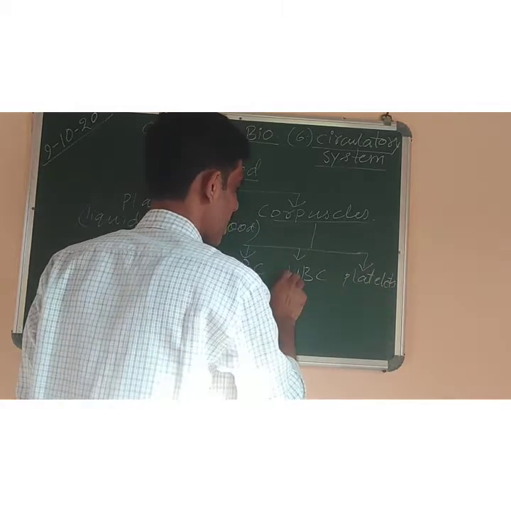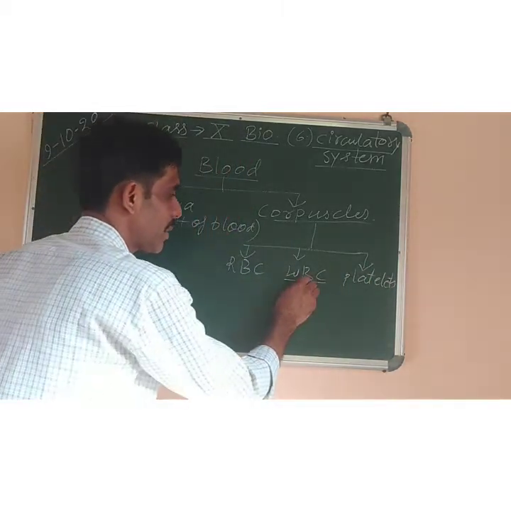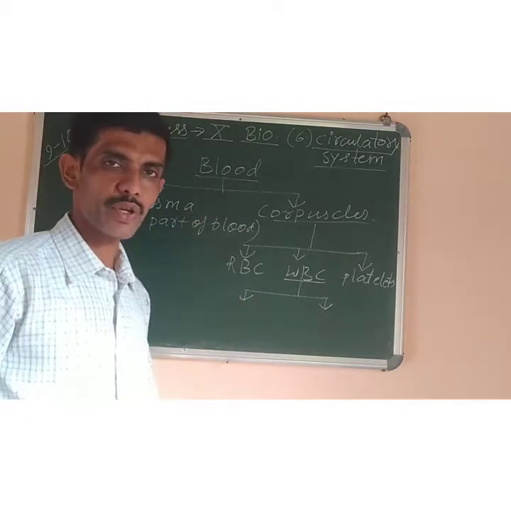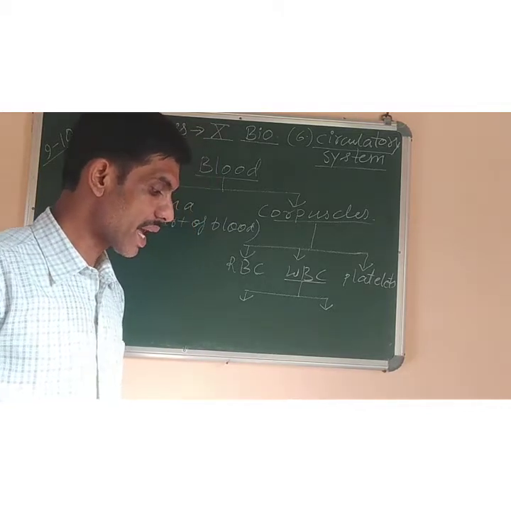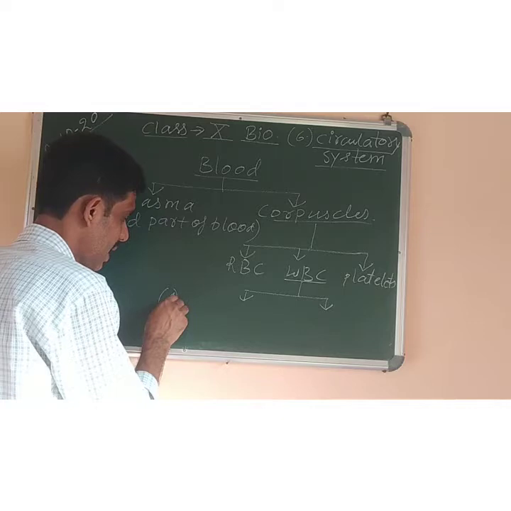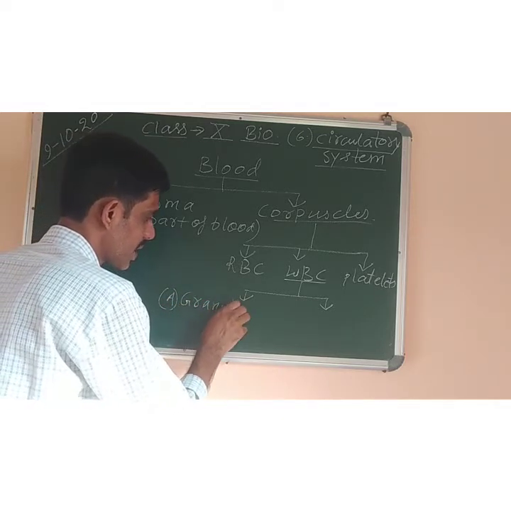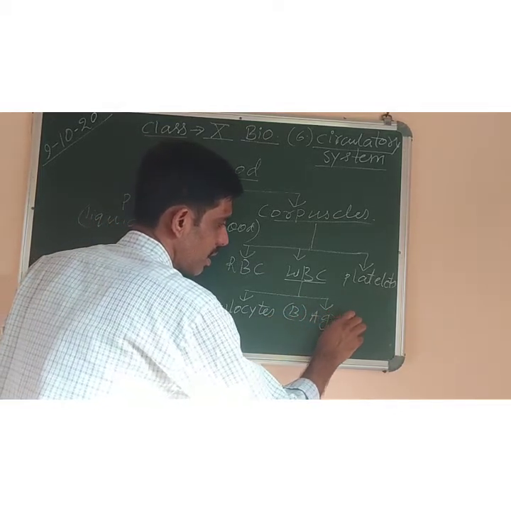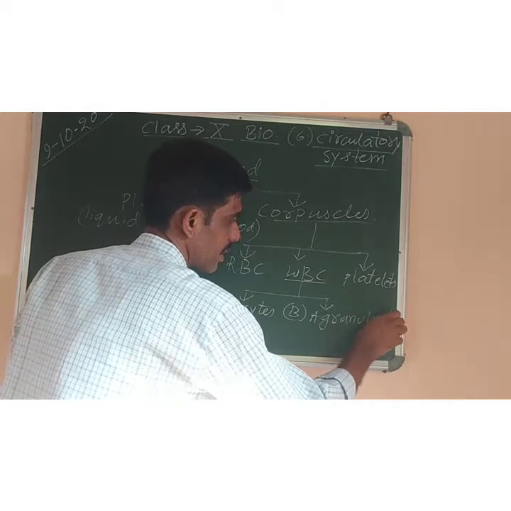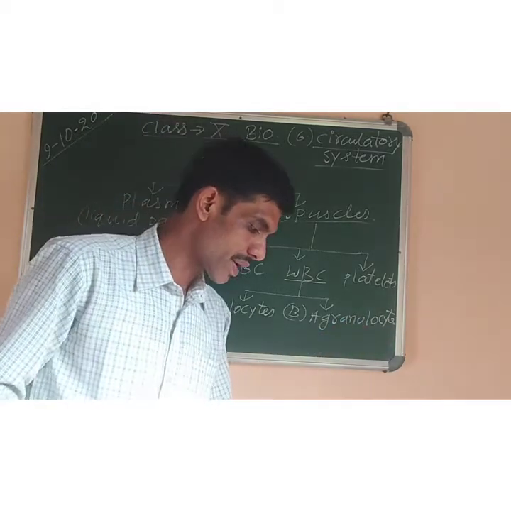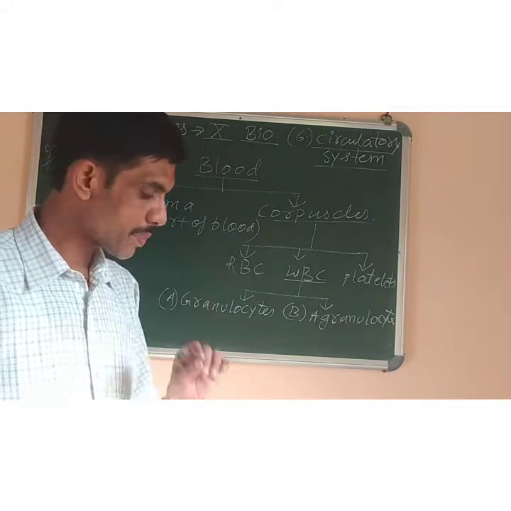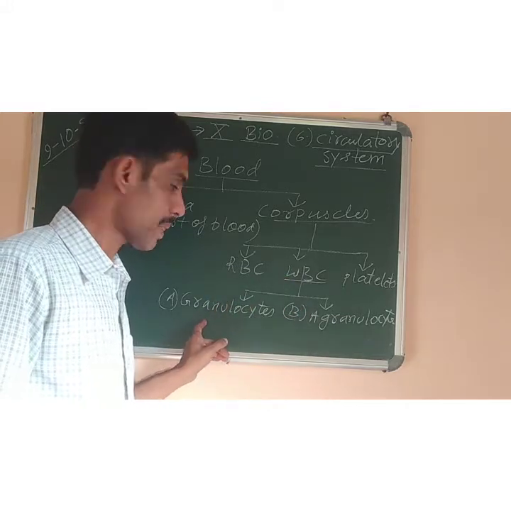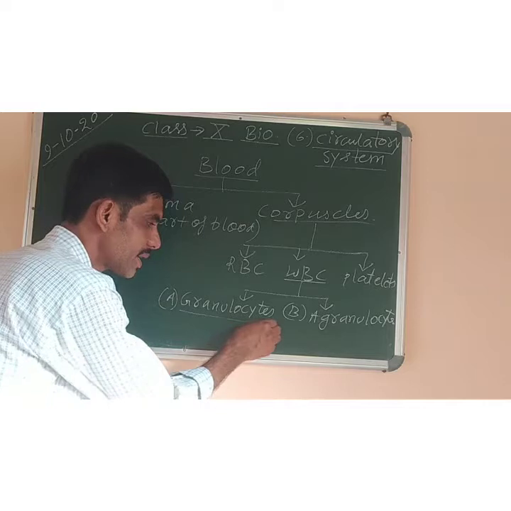P-L-A-T-E-L-E-T-S, platelets. Now this white blood cell is further divided into two types based on the granules which are present in their cytoplasm. That is called granulocytes and agranulocytes. So I am marking it as A, granulocytes, and the second one, that is B, is agranulocytes. According to the presence or absence of granules in the cytoplasm of white blood cells, there are two types of white blood cells. Granulocytes means granules are present in their cytoplasm.